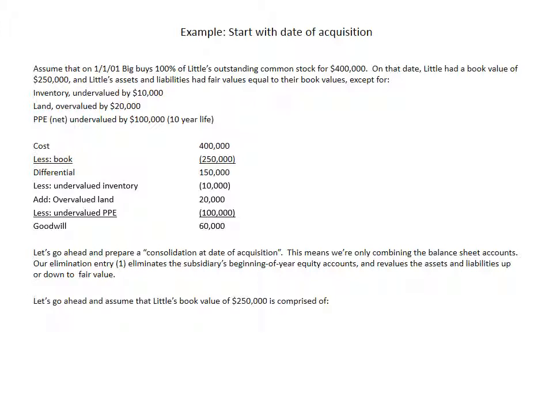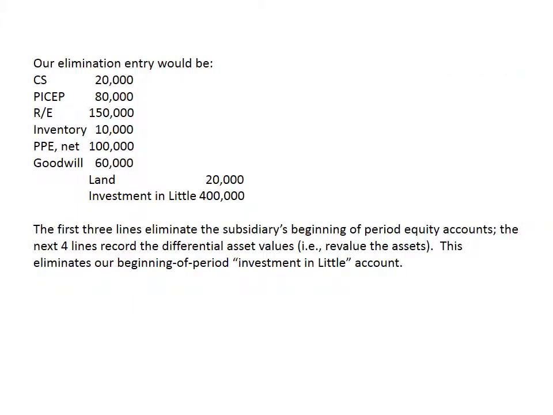Now let's go ahead and assume that Little's book value of $250,000 is comprised of common stock of $20,000, paid-in capital in excess of par of $80,000, and retained earnings of $150,000. I picked those numbers at random, the only constraint being they had to add up to $250,000. So our elimination entry, we're going to go ahead and debit those beginning of period equity accounts, common stock, paid-in capital in excess of par, and retained earnings for their book values.